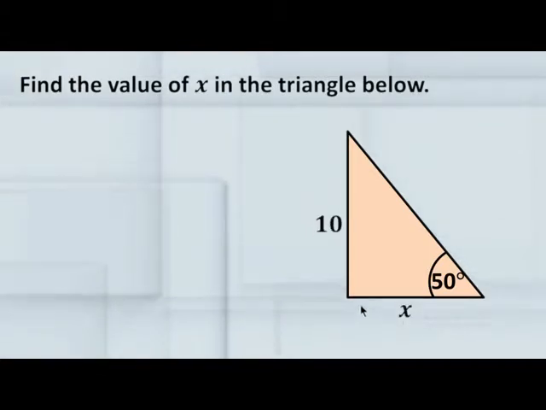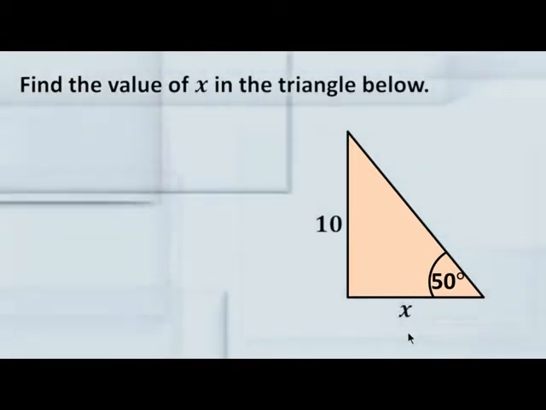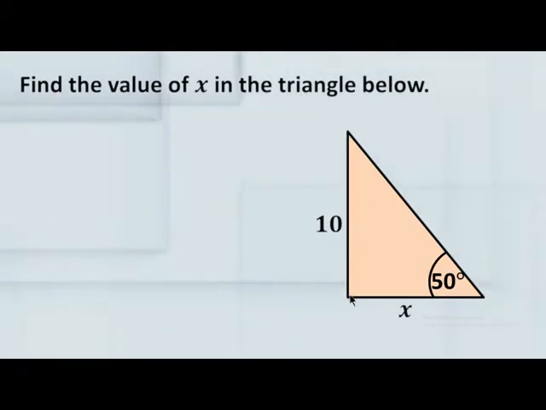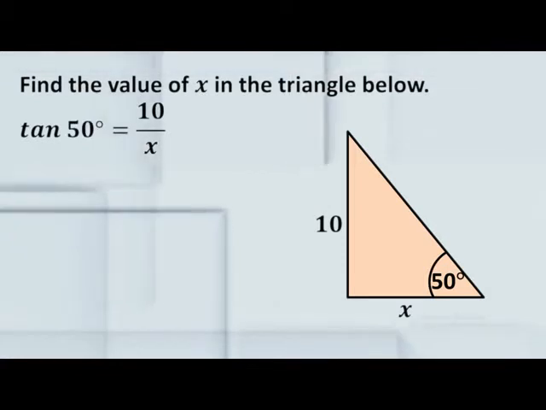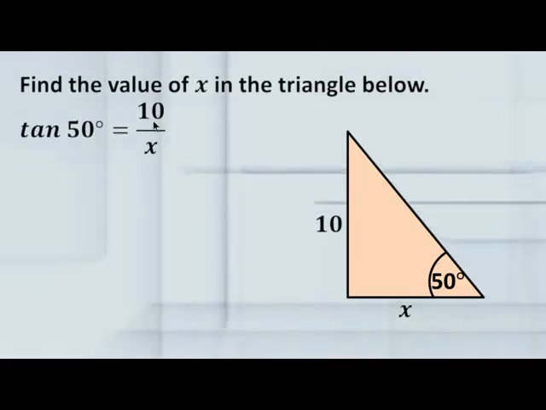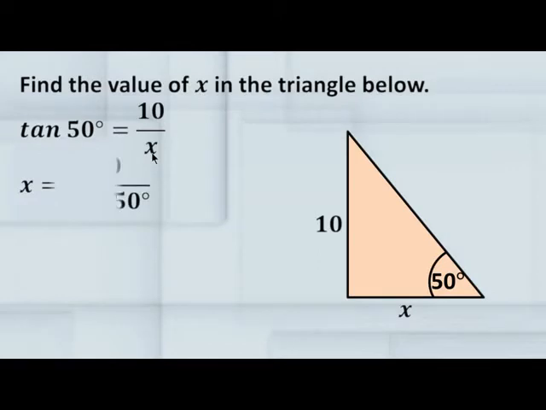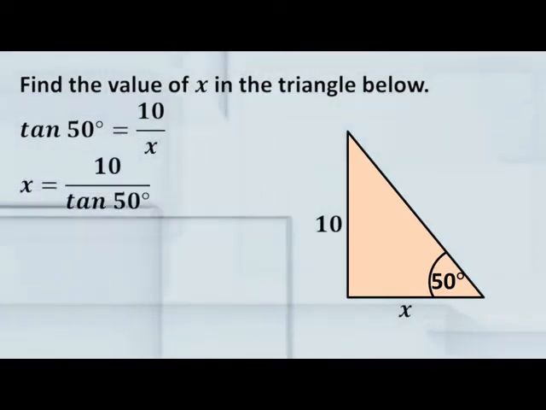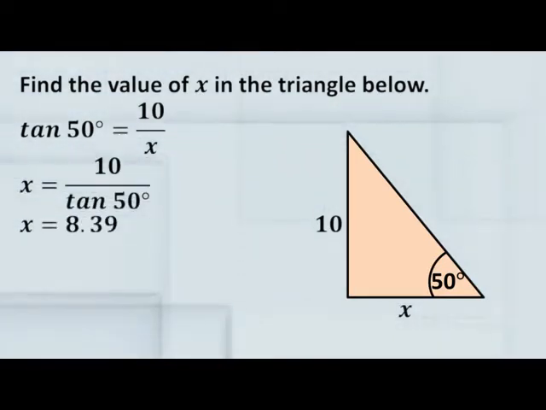So we're going to find the value of x. In this triangle, x is the adjacent and we know the opposite. So since we are going to find the adjacent and we know the opposite, that means we are going to use tangent. So tangent 50 equals 10 per x, because tangent equals opposite per adjacent. So x equals 10 per tangent 50. So the value of x equals 8.39. You can find this value with your calculator.